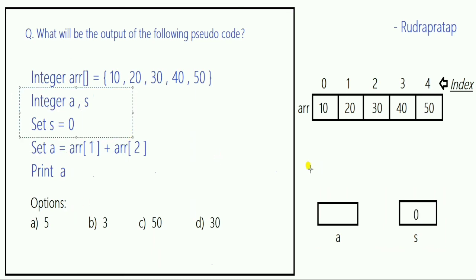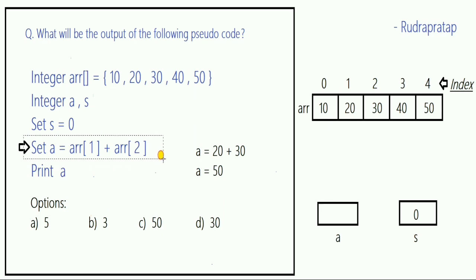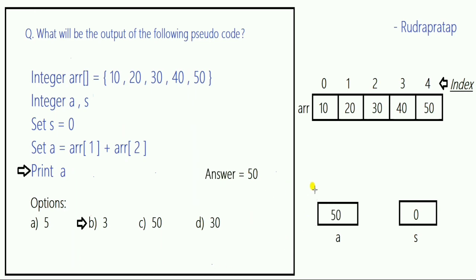After that we have the statement a equal to ARR[1] plus ARR[2]. So in the array we have 20 at index 1 and 30 at index 2. So the value of ARR[1] is 20 and the value of ARR[2] is 30. So 20 plus 30 is 50. This 50 is assigned to the variable a, and we got our final answer which is 50, option number C.